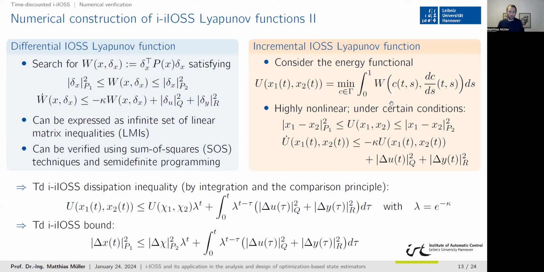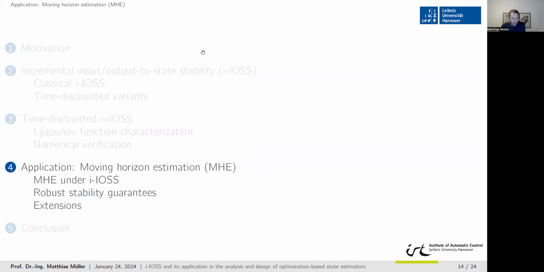So this is basically how we can verify if the system is exponentially, incrementally input-output-to-state stable. I will not show you the detailed computations, but I will show you some examples later for the design of moving horizon estimators, where in that case we used a constant P. All right, this ends the first part of the talk, on this notion of incremental IOSS, and also some time-discounted versions. Now, let me show you how we apply this in the design of optimization-based state estimators, in particular moving horizon estimators.